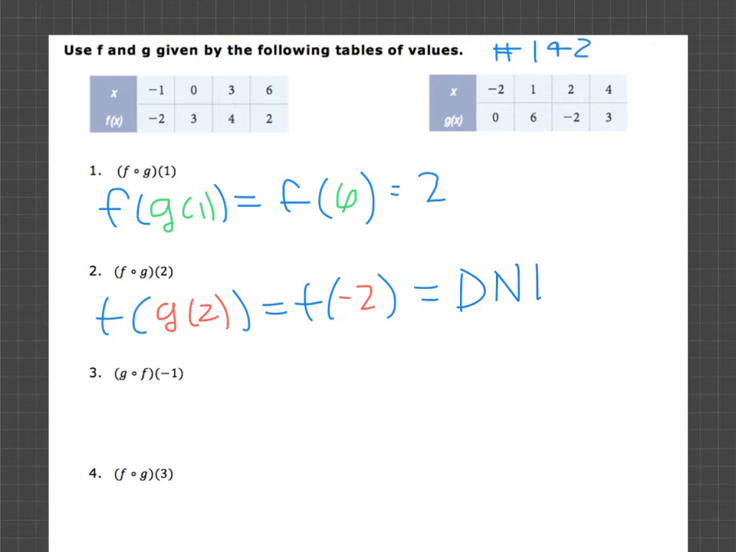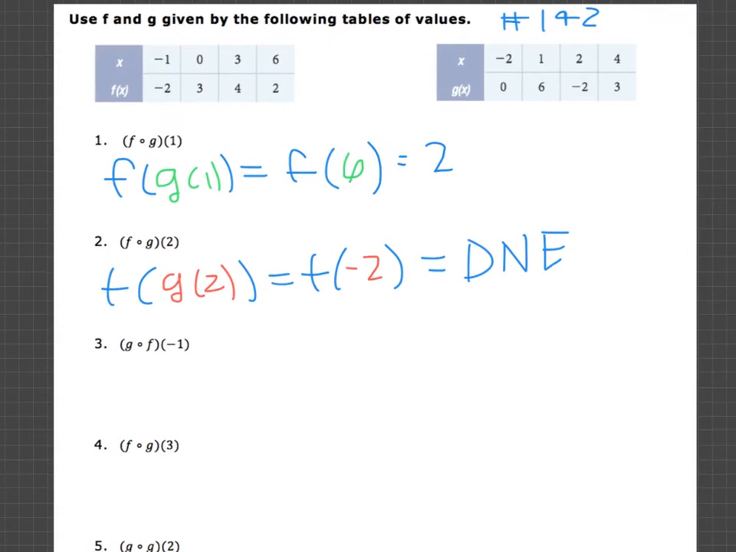So we say D and E does not exist because -2 is not in the domain of that function f. Okay, the next one, we want g of f of -1. Oops, not f, but g of f of -1. So this time we're going to look to that function f to start off with.